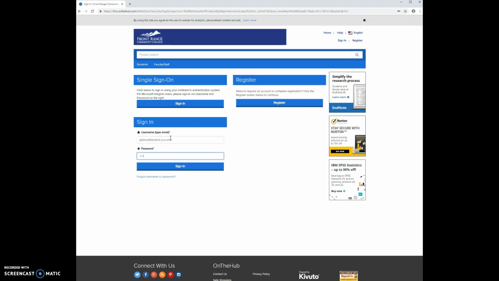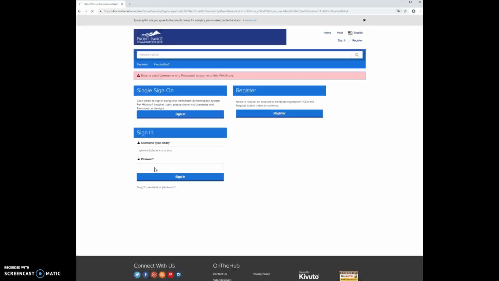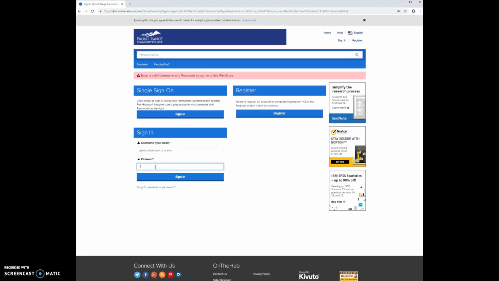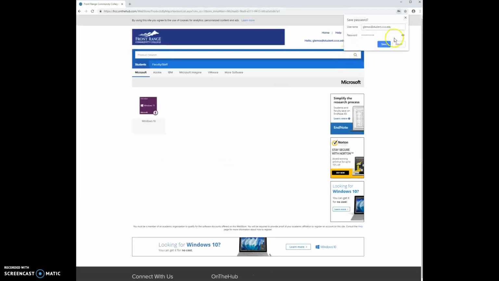cccs.edu. Well, I forgot my password, looks like, on this computer. There we go.